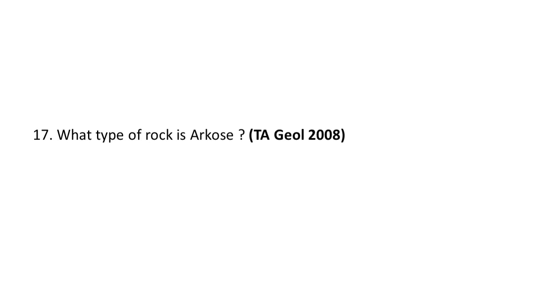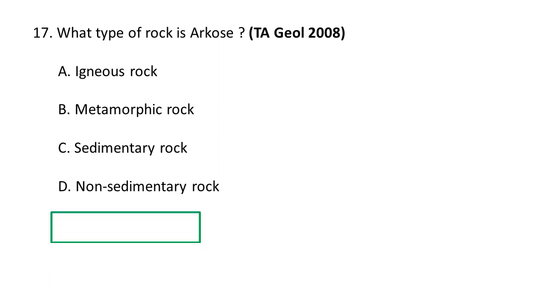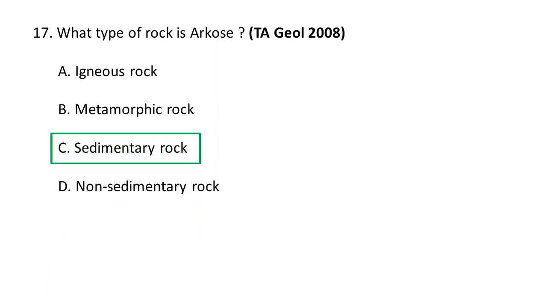Next question. What type of rock is arkose? The choices are A. igneous rock, B. metamorphic rock, C. sedimentary rock and D. non-sedimentary rock. So arkose is a sedimentary rock. It is a type of sandstone that is made up of cemented grains of quartz and feldspar with some mica, and it usually contains at least 25% feldspar and often more.